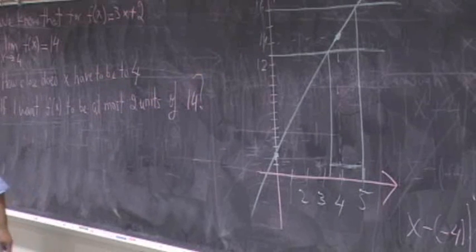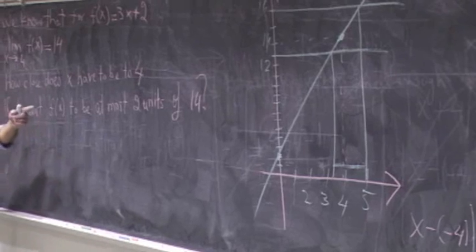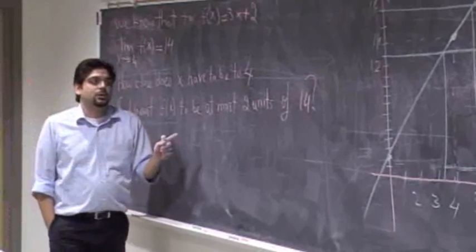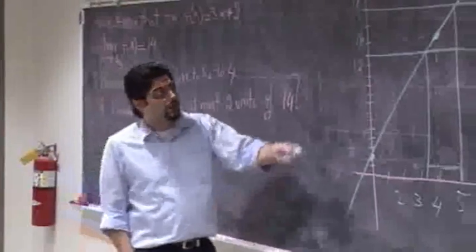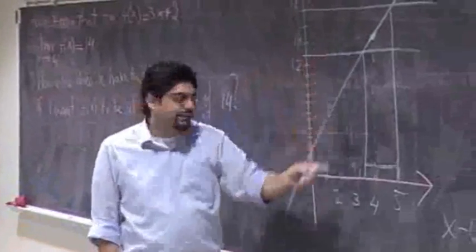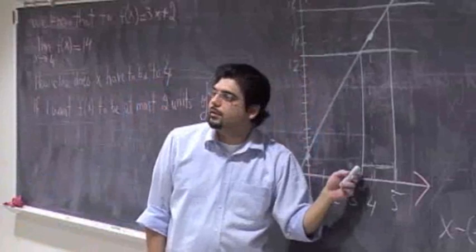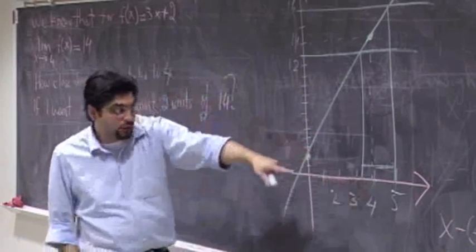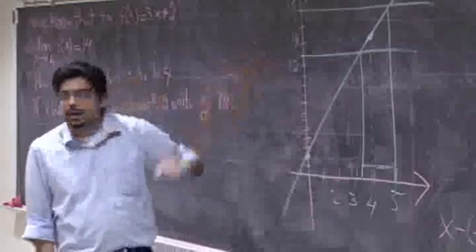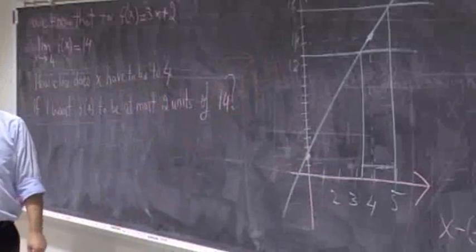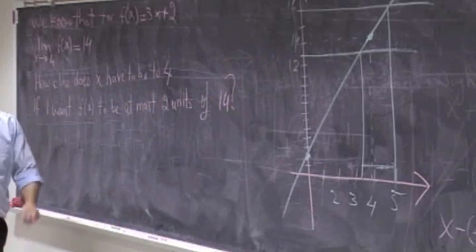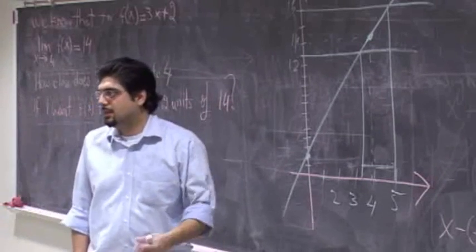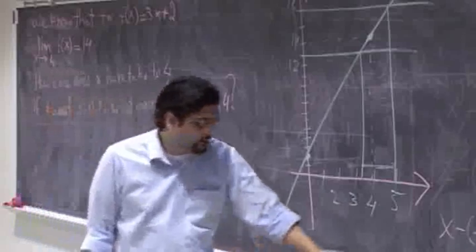As a matter of fact, I can make f of x closer to 14. I can ask this question and say, what if I want f of x to be at most 1 unit away from 14? Then I can do something similar and figure out where x has to live, right? So that, how close x has to be to 4 so that I have that desired distance. And that's just a rough estimate. I can actually do this with basic algebra. Here's the calculation.